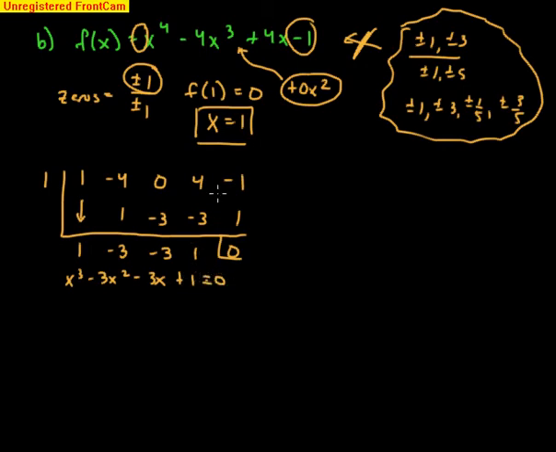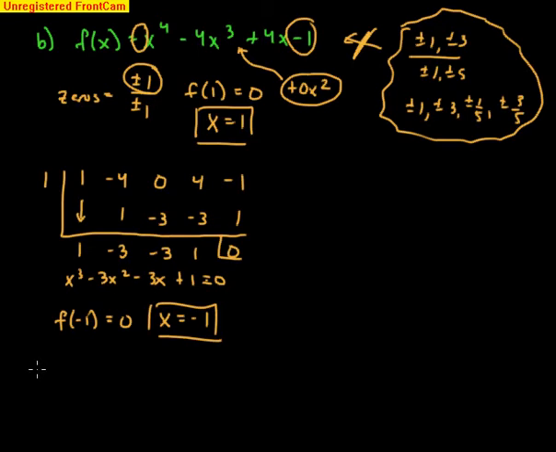Sometimes you get lucky, and it's factored by grouping. This one is not factored by grouping, so we go back to our numbers, 1 and negative 1, plug them into this function. And lo and behold, negative 1 works. f of negative 1 comes out to be 0. So a second zero here is negative 1. So we have 1 and negative 1, 2 of our 4 zeros.